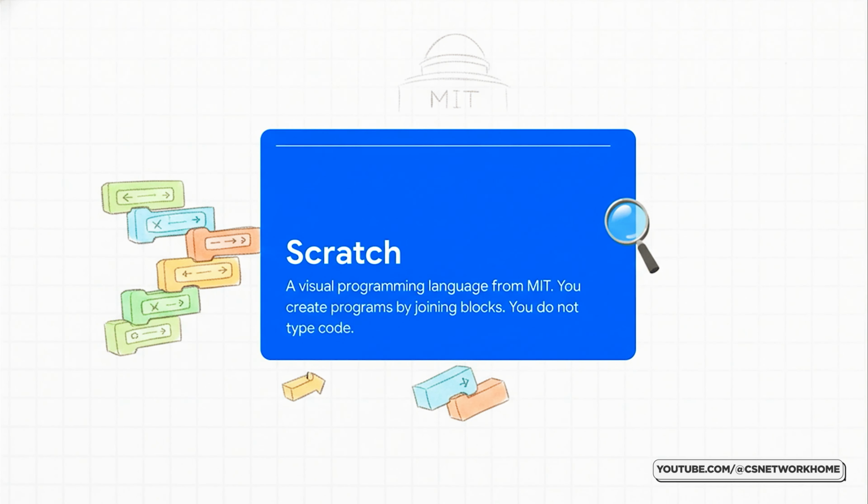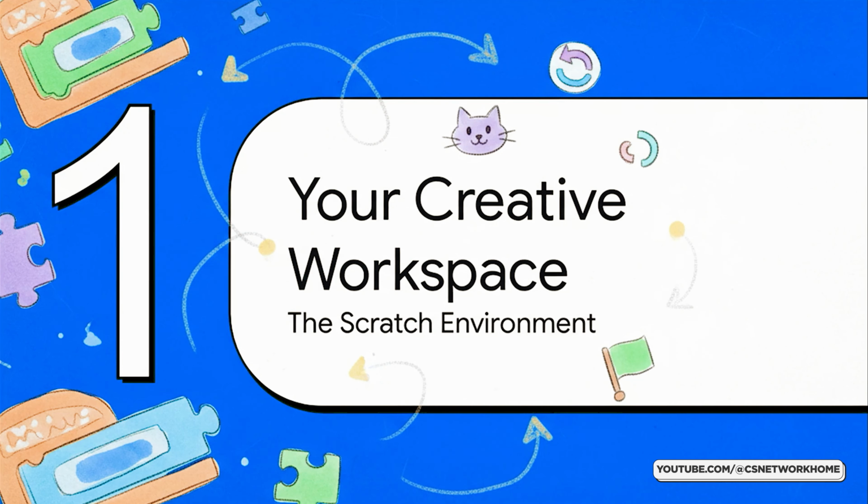And here's how. This is Scratch. It's a visual programming language that came out of MIT, and the whole idea is just genius. Instead of typing out complicated commands, you just snap together these colorful blocks. It's kind of like playing with digital Legos, but you're actually building a real program. Okay, first things first. Before we can build anything, we need to know our way around the workshop, right? So let's take a quick tour of your new creative playground, the Scratch environment.